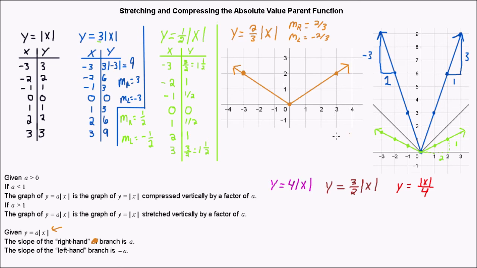Okay, what I want you to do is take these three functions and graph them the same way I just graphed y equals 2/3 times the absolute value of x using this given information, and then comment on whether the graph is compressed or stretched. For instance, in the example I just did, this was a compression of the parent function. Pause the video, answer these three, and when you come back, I'll have the answer.